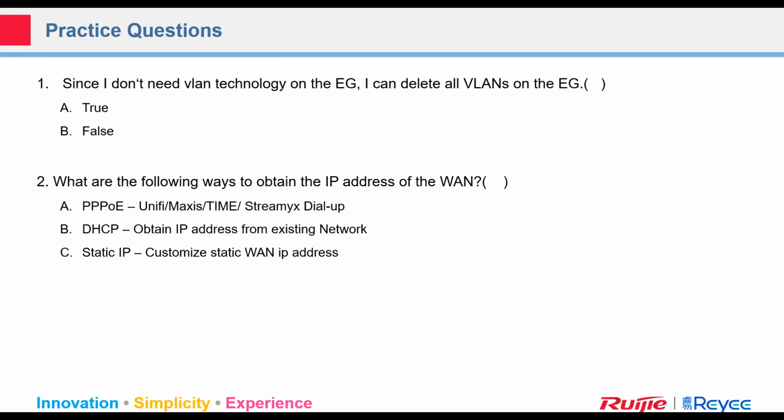All right, number 2, which of the following can be used to obtain the IP address of the WAN? This also is quite simple. It's either A, B, or C, or all. All right, some answer A, some answer B. Yes, the answer is A, B, and C, everything.